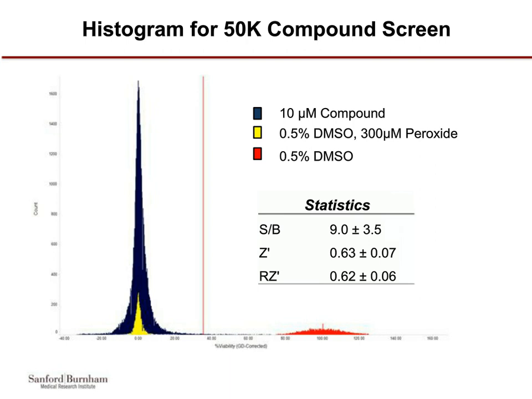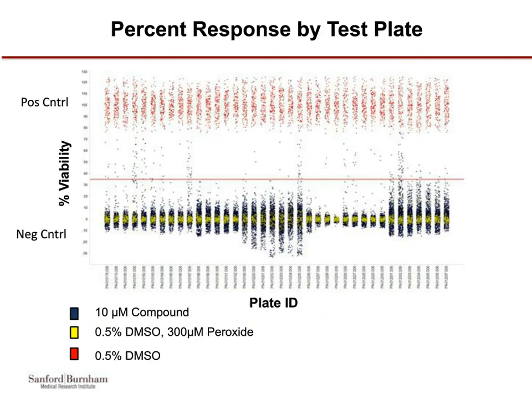This slide shows a different view of how the screen performed. It's showing each individual plate that we tested. And again, the red dots is the positive control, and yellow is negative control with peroxide, and the blue spots are the test compounds. So you can see by plate the number of hits on particular plates versus others, just again shows how well the screen performed.